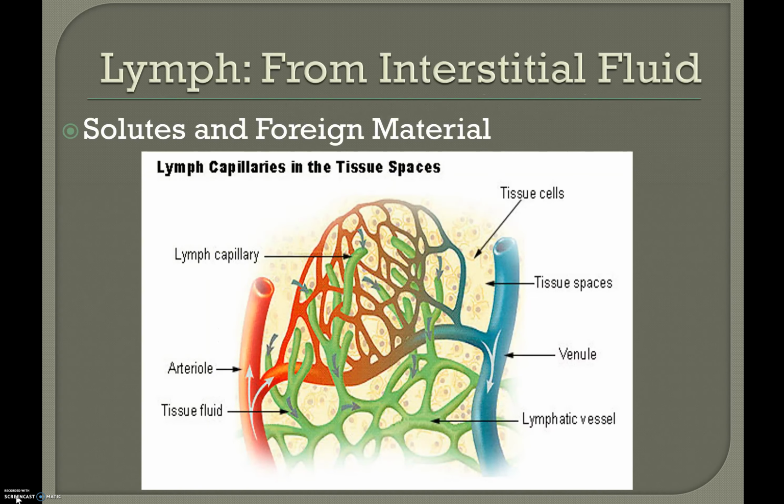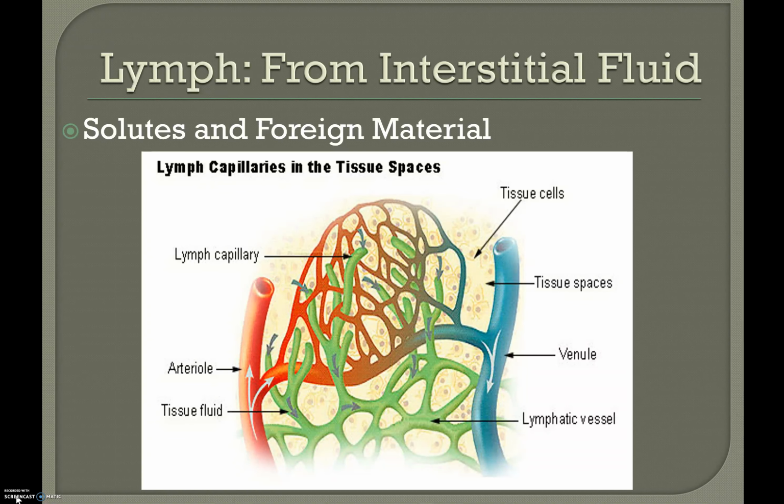Now, what is lymph? Lymph is a fluid component which has a lot of dissolved solutes and some foreign materials. In your exam, you might get a question like, what is not found in the lymph? Circle all that apply. Remember, lymph only contains solutes and other foreign materials. You should not expect red blood cells, white blood cells, or other larger proteins in the lymph. Okay, remember that.